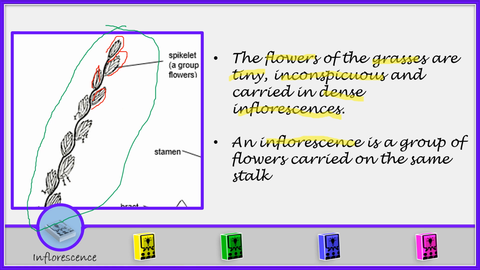An inflorescence is a group of flowers carried on the same stalk. So we have our stalk here, and we have very many groups of flowers carried on that stalk. That is what we call the inflorescence. Groups of flowers carried on the same stalk.